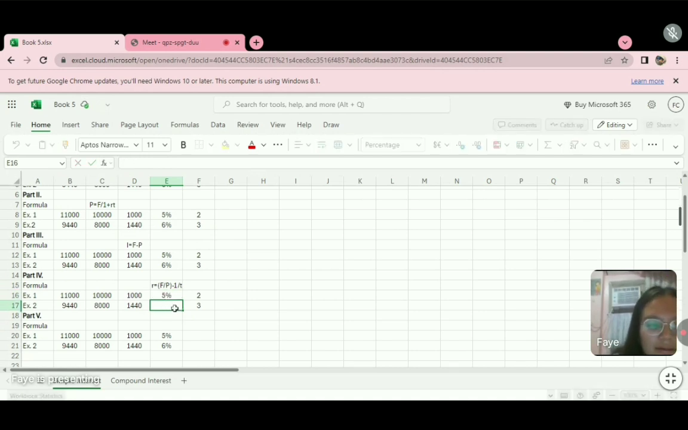Next, we have 9,440 over 8,000 minus 1, all over 3. We get 0.06, or 6%.